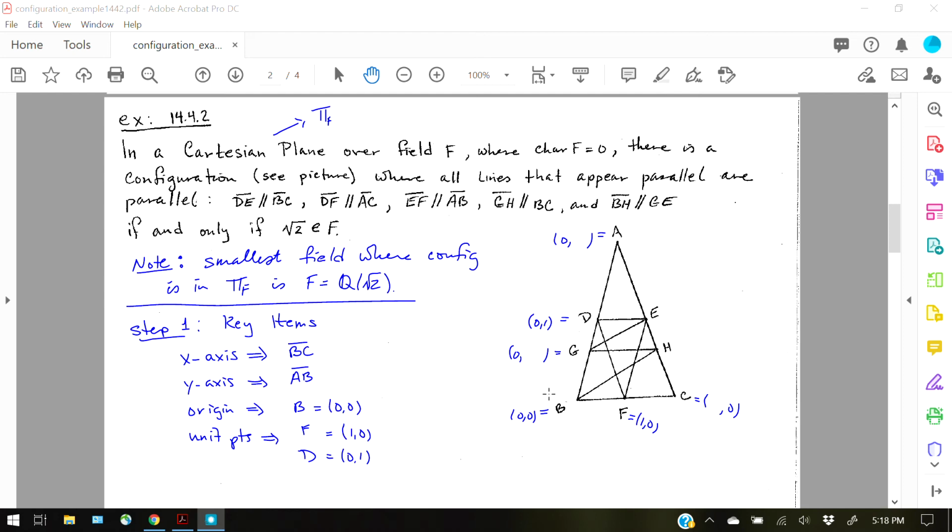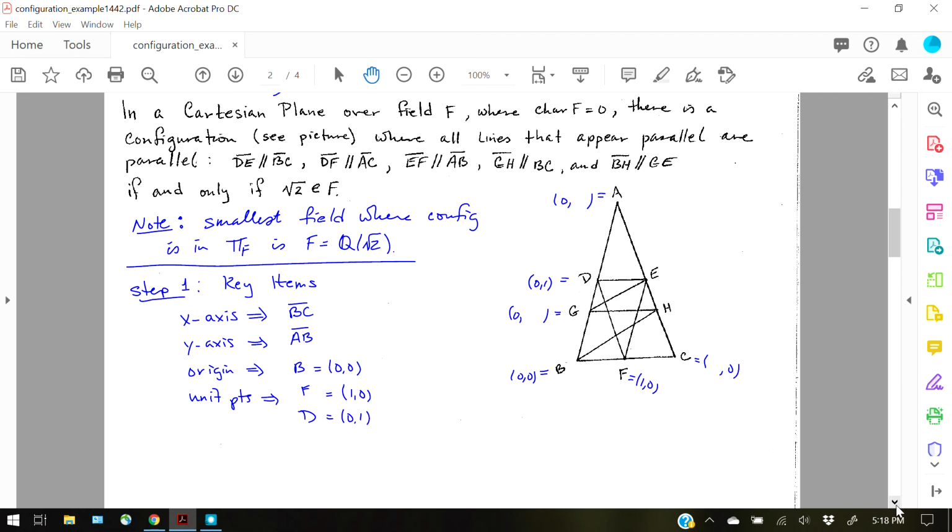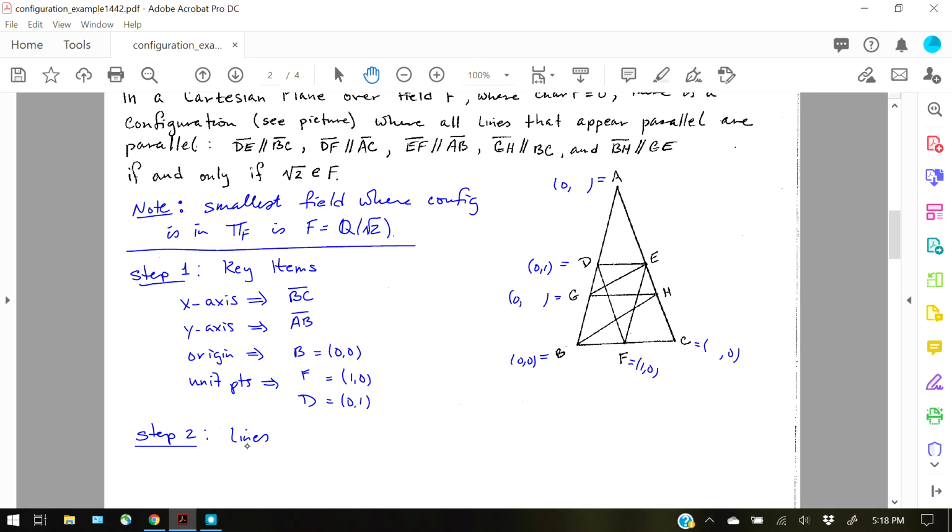Okay. Now, next thing that we want to do is we want to look at some things that we know for sure. And the question, of course, is is there anything that we know for sure? And the answer is yes. This is where we need to look back at the lines that are parallel to each other. So, lines, let's label this as Step 2, lines. Okay, so we know that some of these lines are parallel to each other, so maybe you decide you want to look at BC. Well, we know BC is the x-axis, so it's right down here.